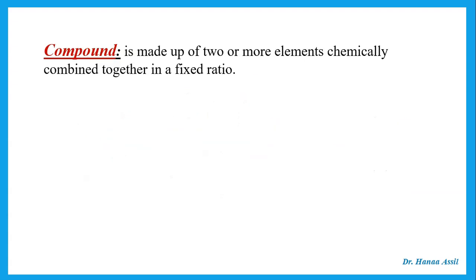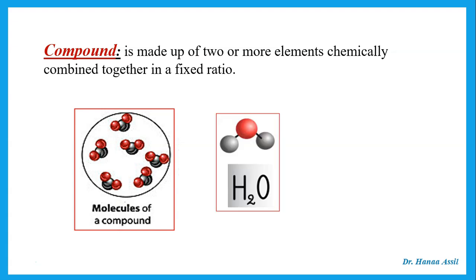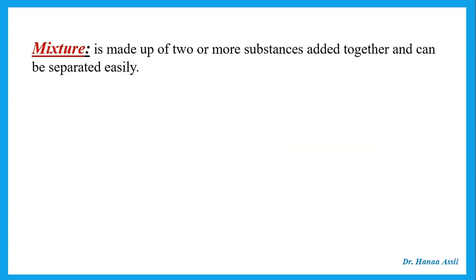A compound is made up of two or more elements chemically combined together in a fixed ratio. I'm going to remind you again, if something is made up of two or more atoms, it's called a molecule. One is an atom, two or more bonded together is a molecule. So these are molecules of a compound if the elements are different. Water is a compound, methane is a compound, and so on.